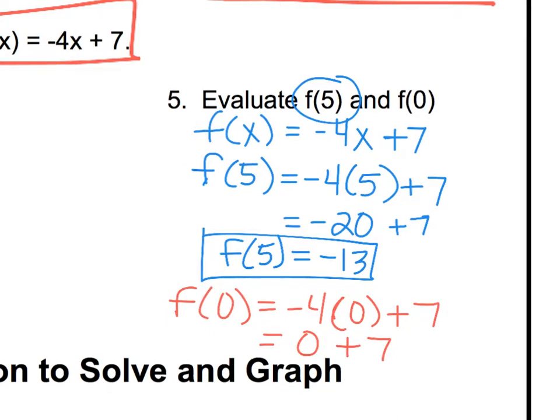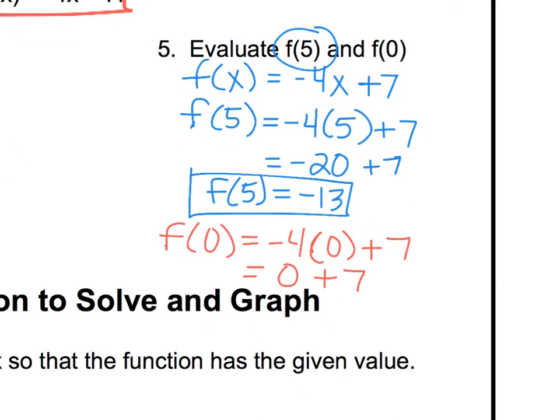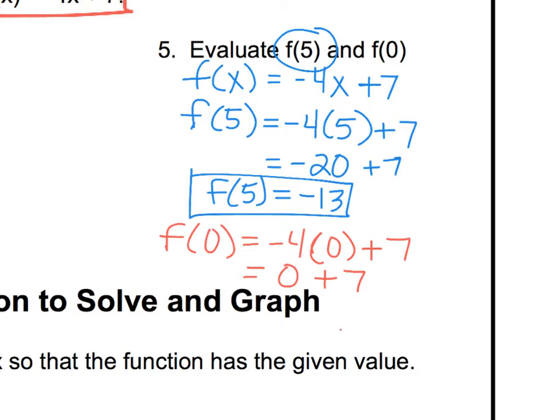When I input 0, I output 7 because 0 plus 7 is 7. F of 0 is equal to 7. Write your final answer like that. Get in the habit of it. All it's saying is when you input 0, you output a 7.